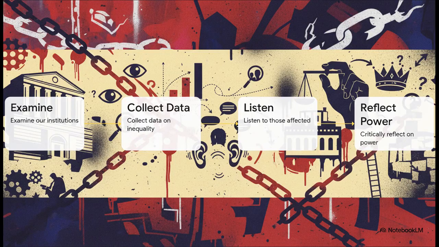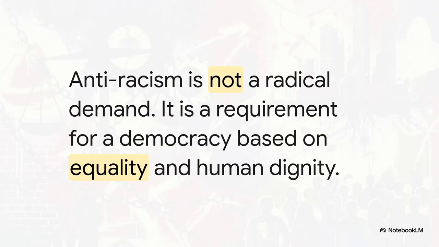You see, a real democracy can't just sit on its hands. It has to actively work to dismantle these structures. That means we have to examine our institutions for bias, we have to collect the data to see where the inequality really is, we have to listen to the experiences of those who are most affected, and we have to critically reflect on who holds power and why. So at the end of the day, being anti-racist isn't some radical or extreme position. It is a core requirement for a democracy that truly lives up to its own ideals of equality, the rule of law, and human dignity for all of its citizens.